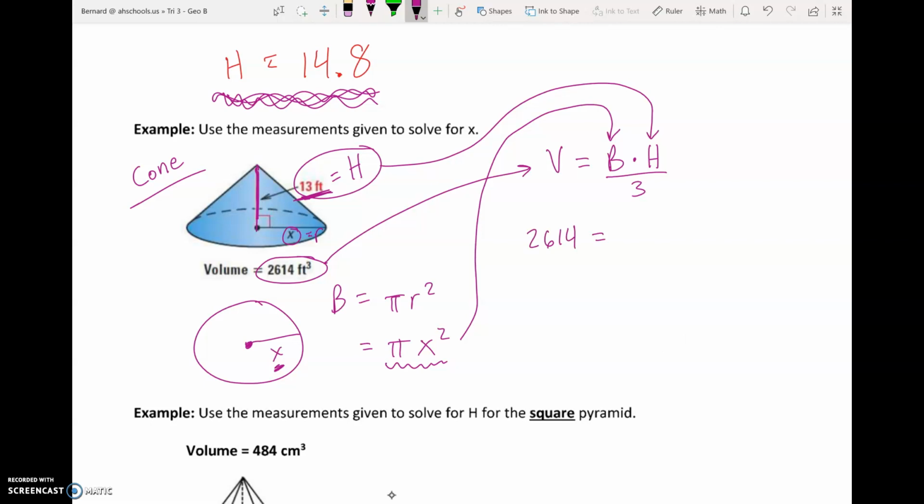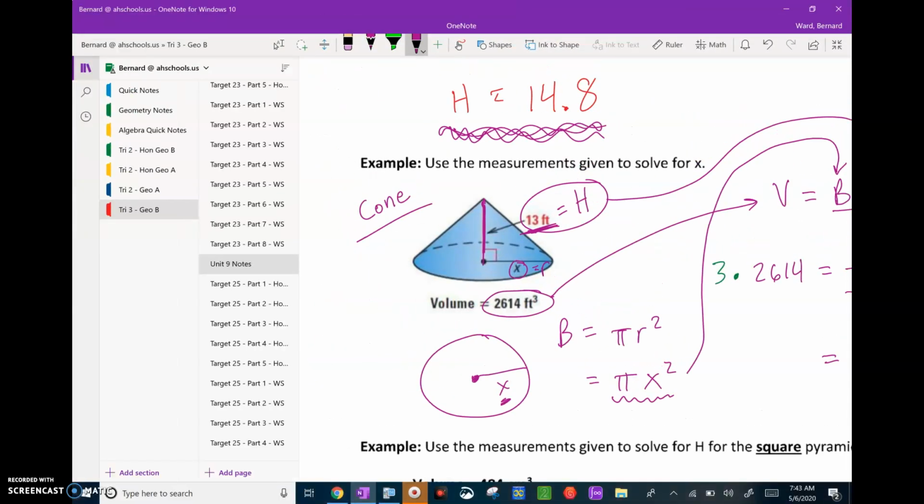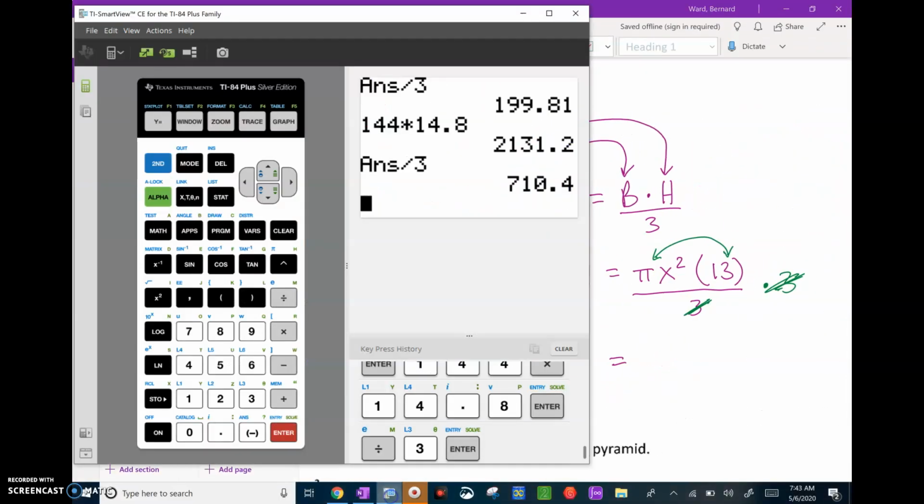2,614, which is our volume, is going to equal pi times x squared times 13 for our h divided by 3. Now, we've done problems like this a whole bunch, although it can still always feel a little complicated. 2 things we want to do at this step right here. Let's combine pi and 13 into one number, and let's also times both sides by 3 so we can get rid of this fraction. So the 3's will cancel, and this will equal, and so 13 times pi is one number we're going to need.